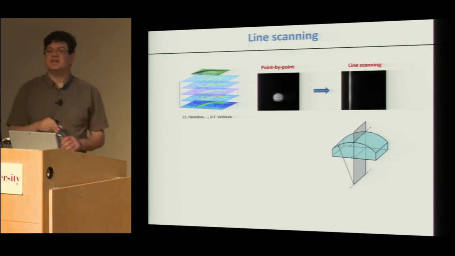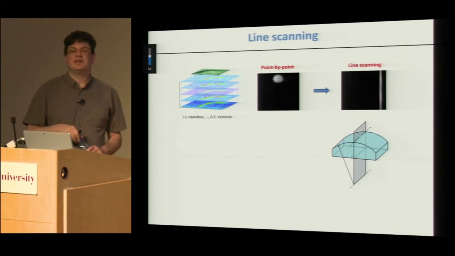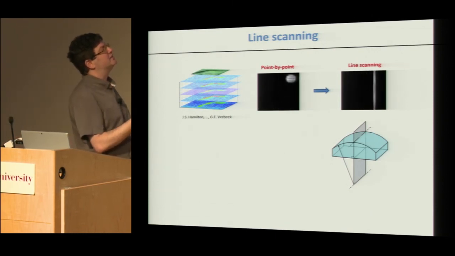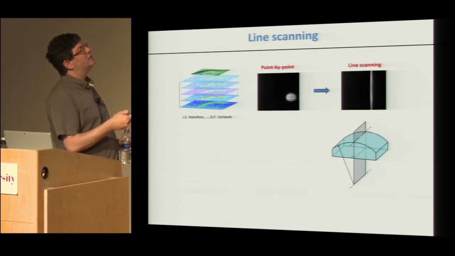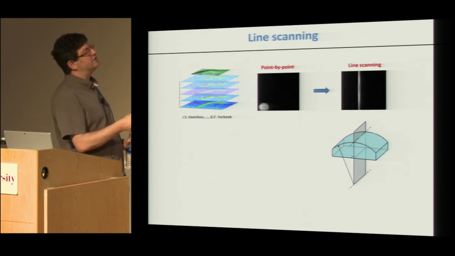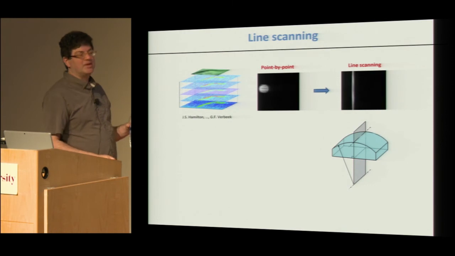Now what I'm going to do is slightly change the system, and instead of a spot that scans, I'm going to extend this into a line. Okay, so basically parallelize the process along one dimension here, and then take a lens, cylindrical lens, to capture the rays that come down.